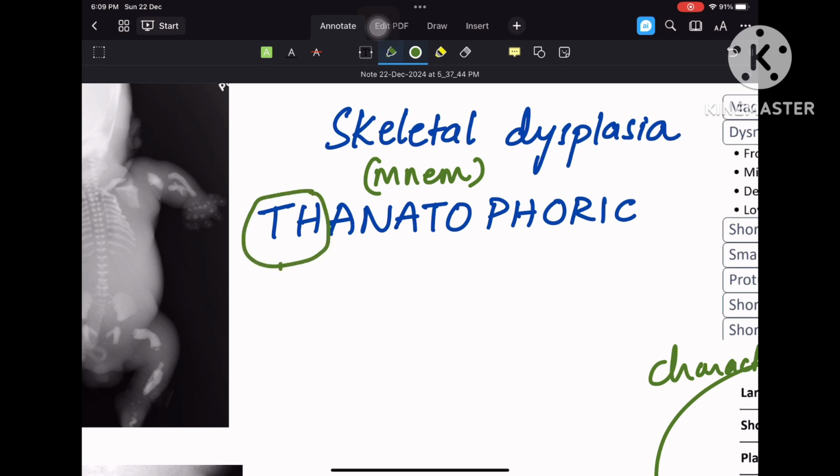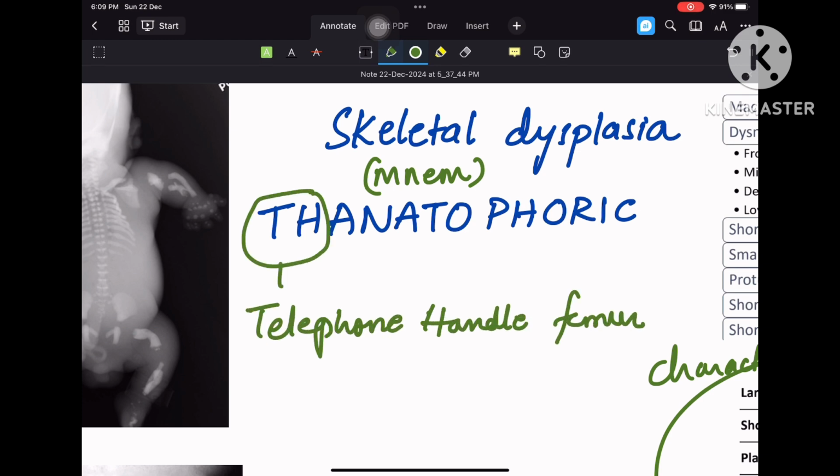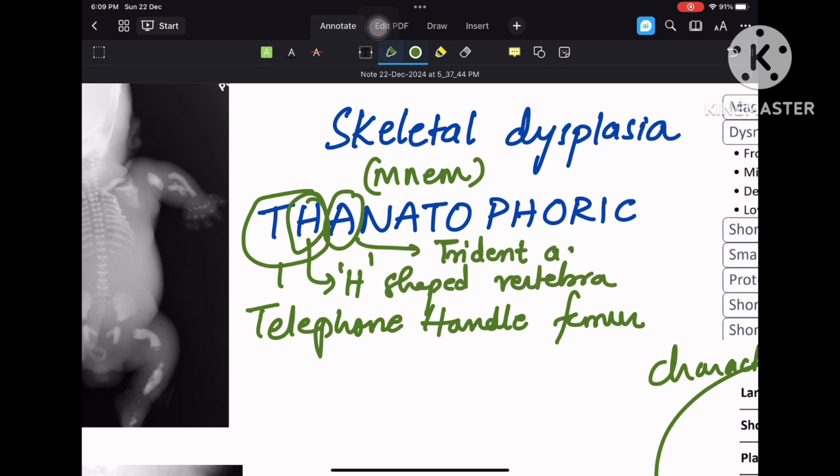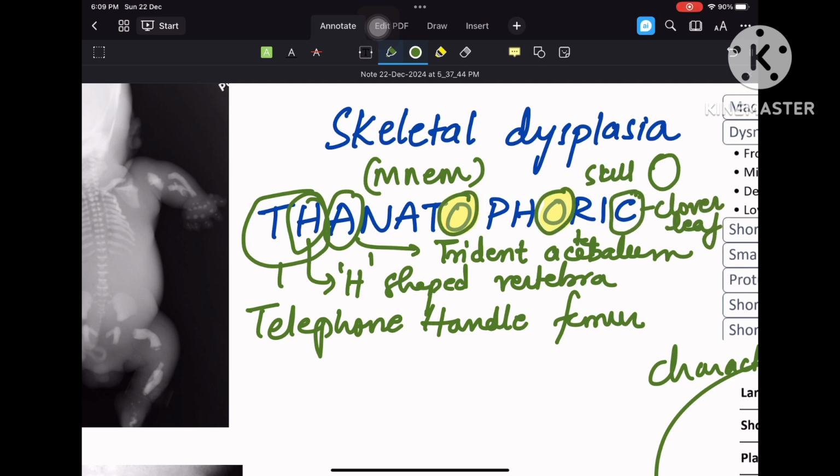The term thanatophoric dysplasia, TH, stands for telephone handle femur, and the second letter H stands for H-shaped vertebra, that means platyspondyle. Platyspondyle meaning flattened vertebra, and A is for trident acetabulum. In the word thanatophoric, we have two O's indicating skull. Usually the skull is O, that means rounded shape, but here we have clover leaf skull, which is the last letter. So clover leaf skull.